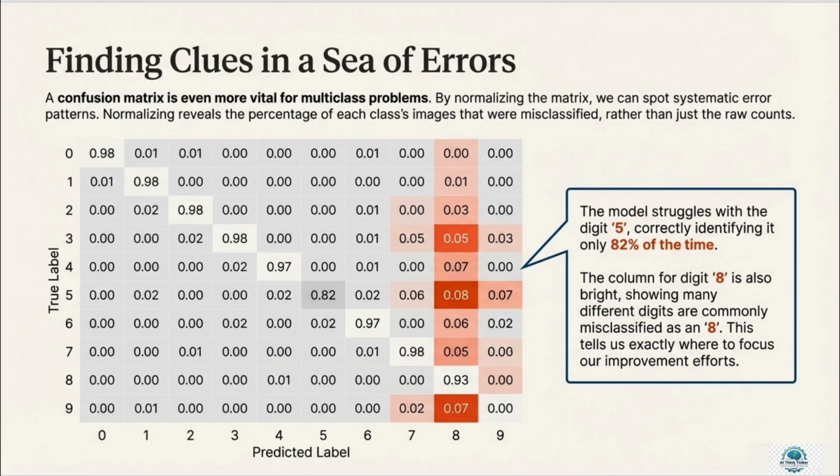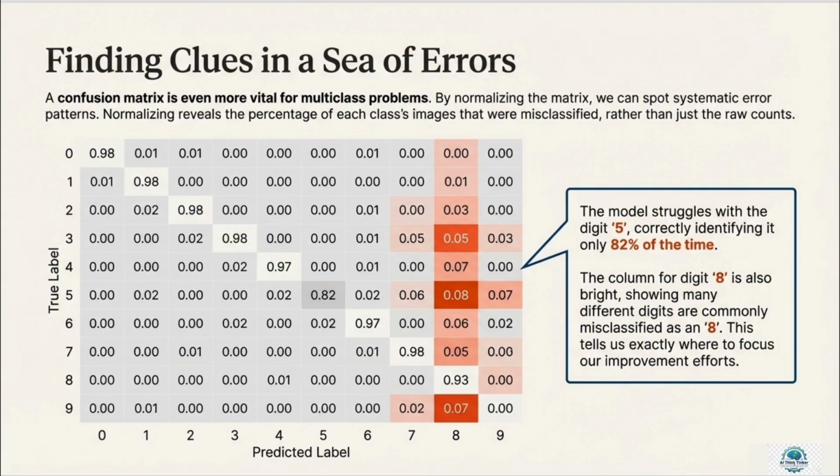When we train a model on all 10 digits, the confusion matrix becomes even more vital, but also more complex. It's now a 10 by 10 grid. If we look at the raw numbers, it's hard to find patterns. But if we plot it as a heat map and normalize the values by the row, insights jump out at us. Look at the diagram on the right. The diagonal is bright, which is good. It means most digits are classified correctly.